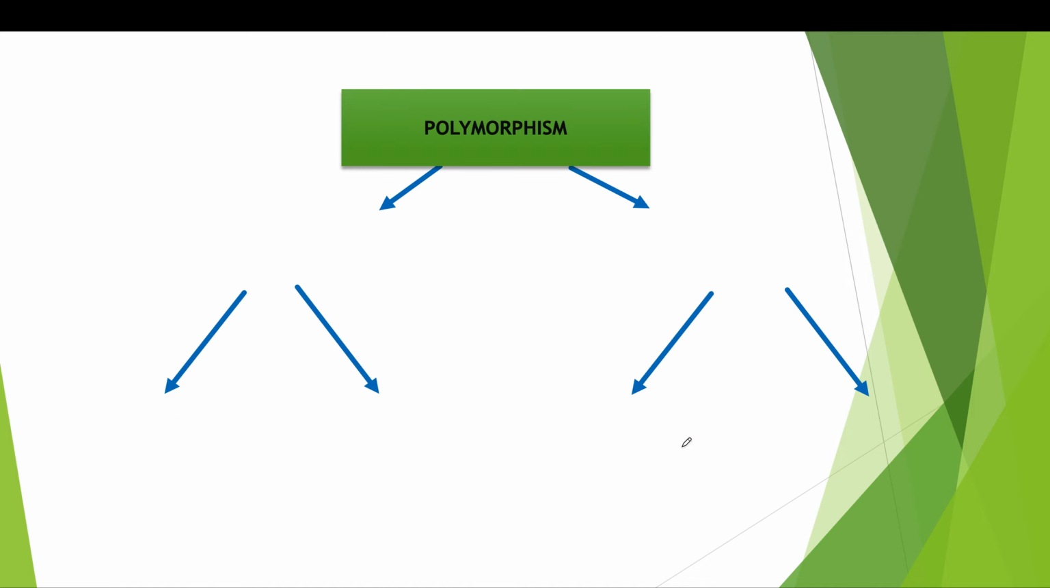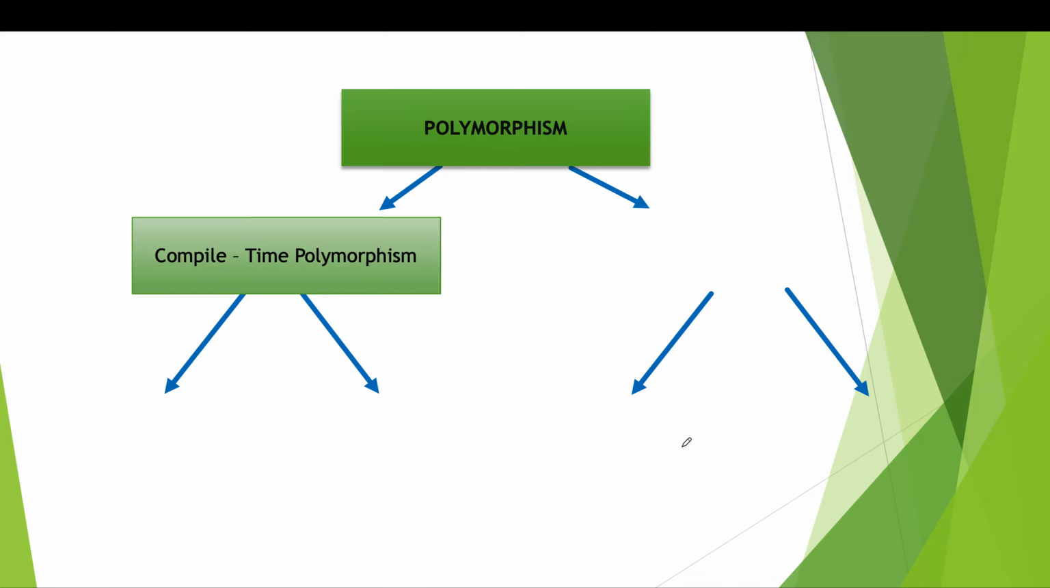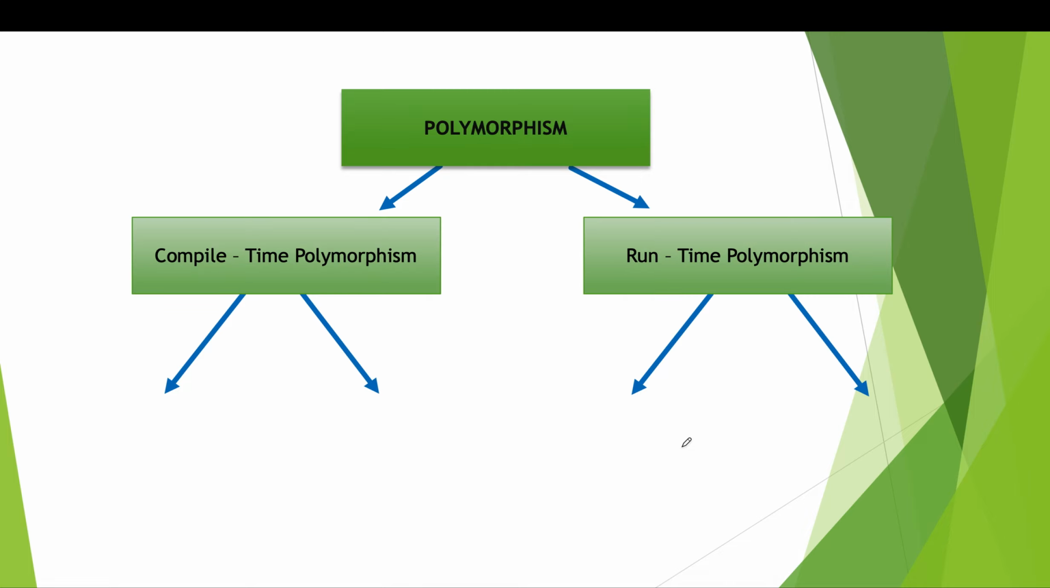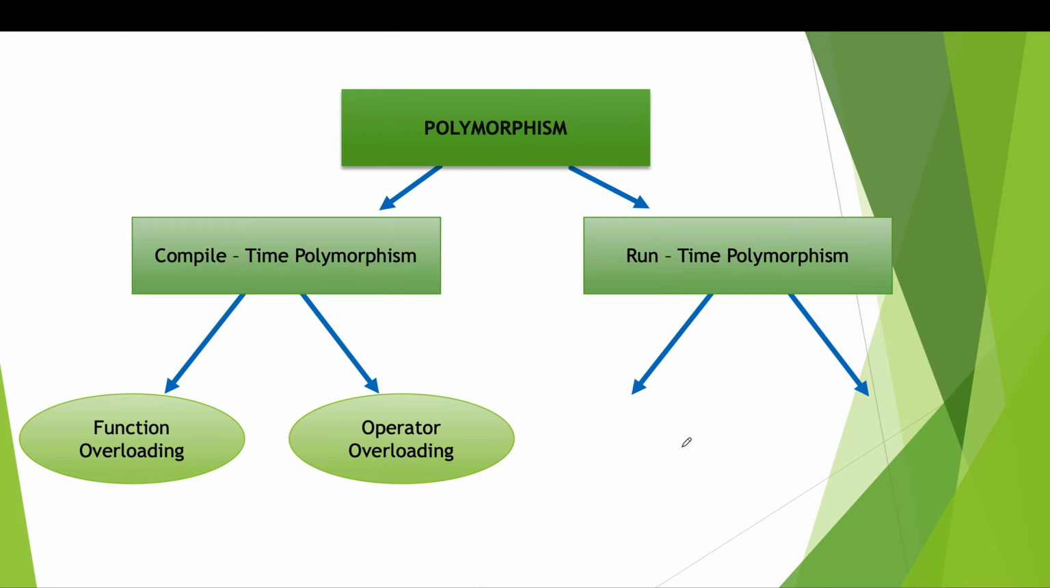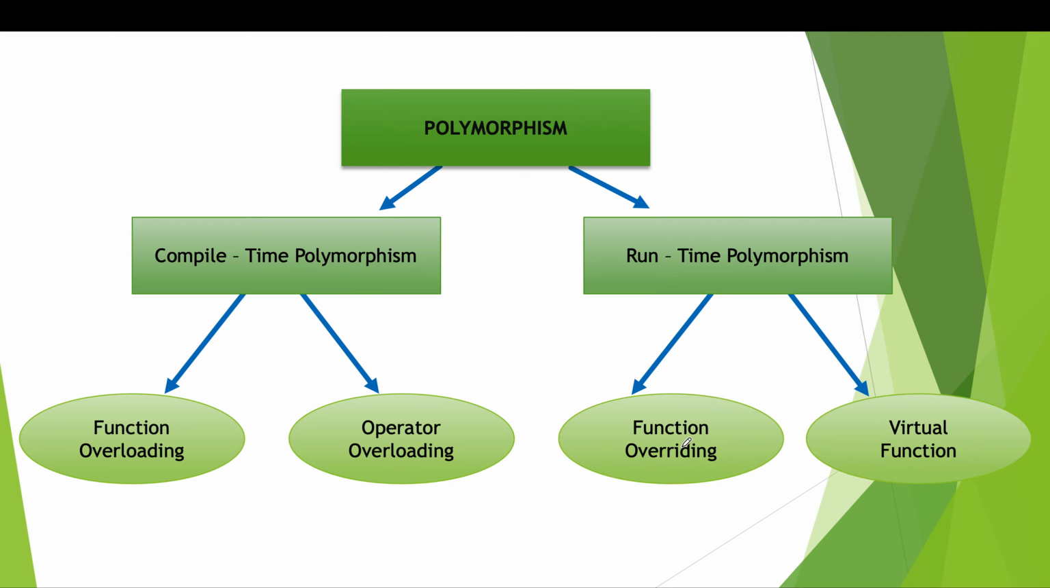So polymorphism is of two types, compile time polymorphism and runtime polymorphism. Further, compile time polymorphism is divided into two categories: function overloading and operator overloading. And runtime polymorphism is again of two types: function overriding and virtual function. Today we'll try to cover all these four types of polymorphism one by one.